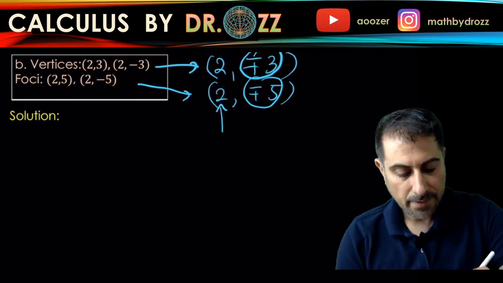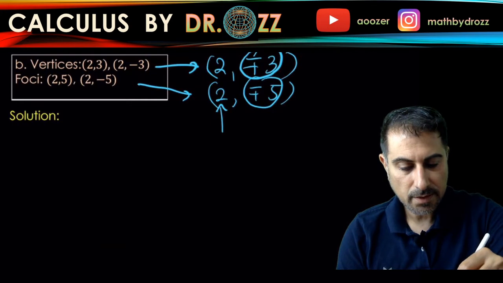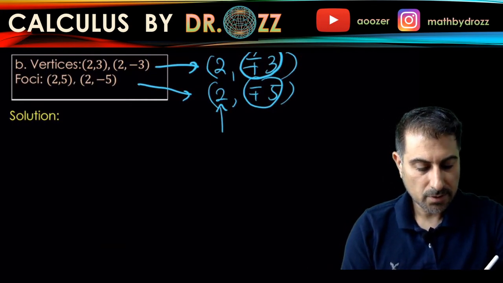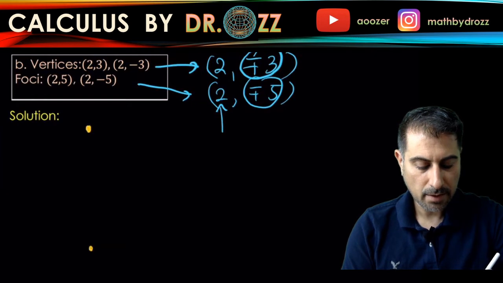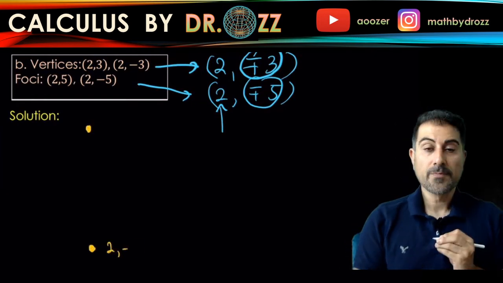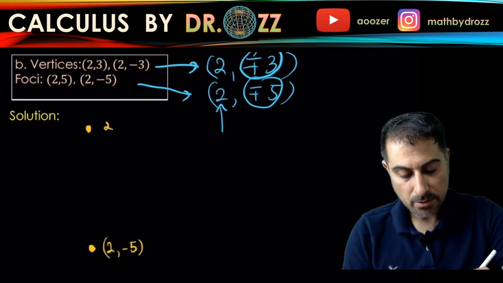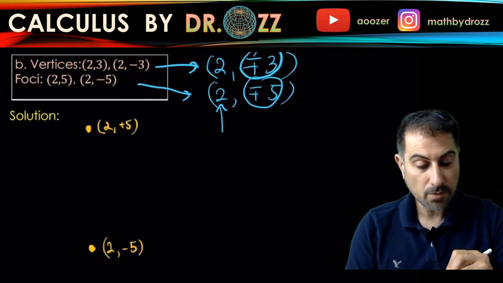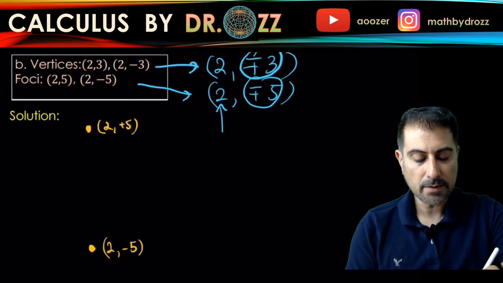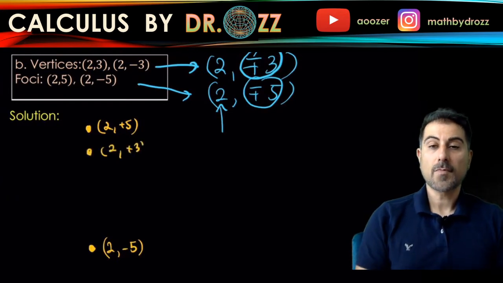So you have the foci, let's say that the foci are just located here, like (2, -5) and (2, +5), right? And then the vertices, here we go. So this is (2, +3) and (2, -3).